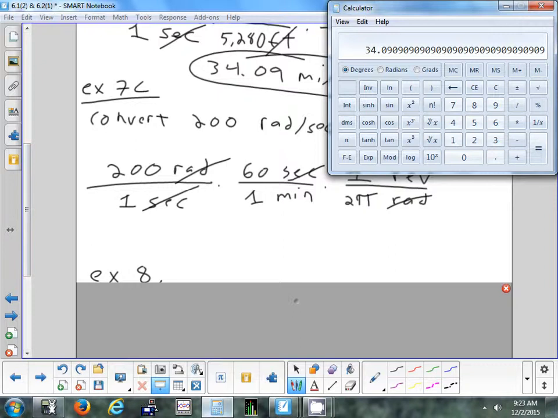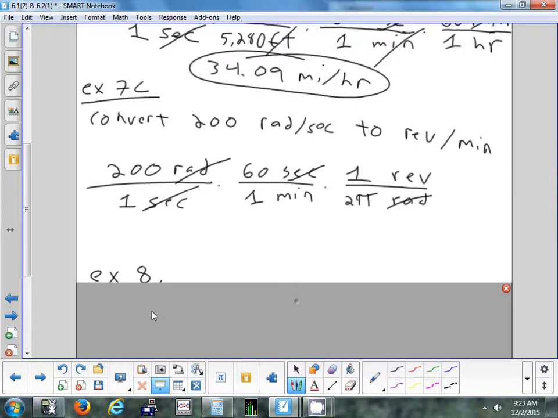So we have 200 times 60, divided by 2 pi. So I can divide by 2 and then divide by pi, because it's hard for me to type stuff in on this calculator. And that's 1,909. A lot of decimal places. Yeah, we'll round it to 0.9. Okay, 1,909.9. And that's revolutions per minute.